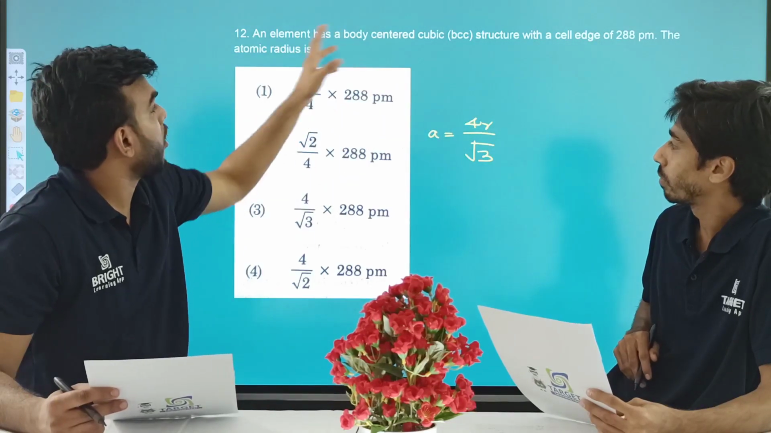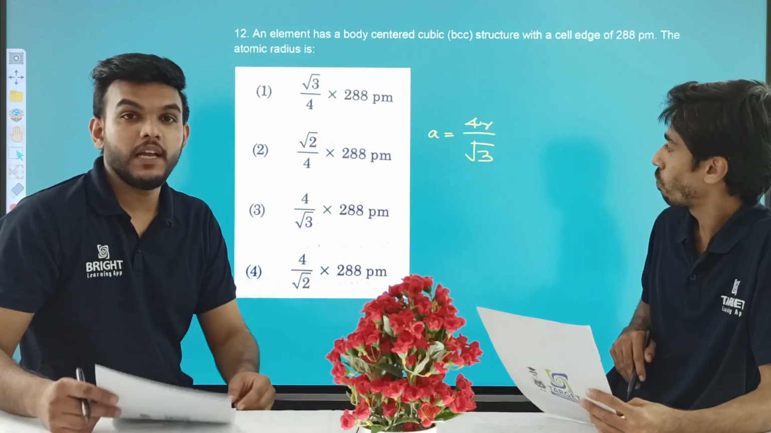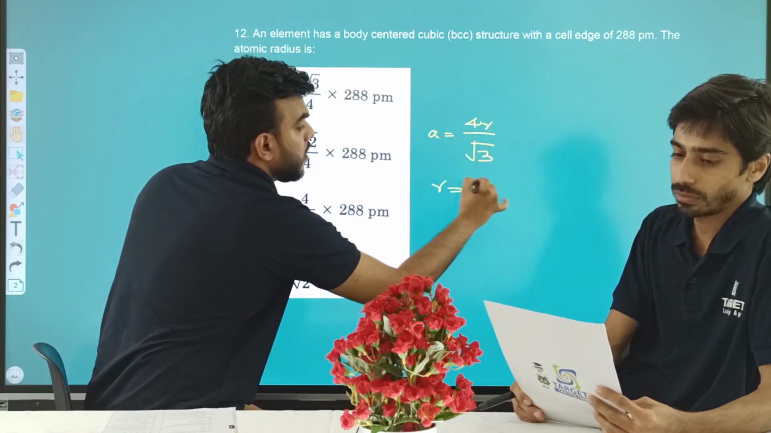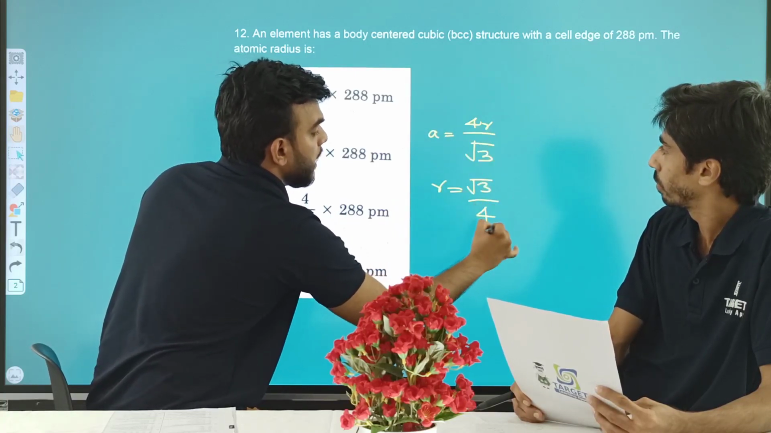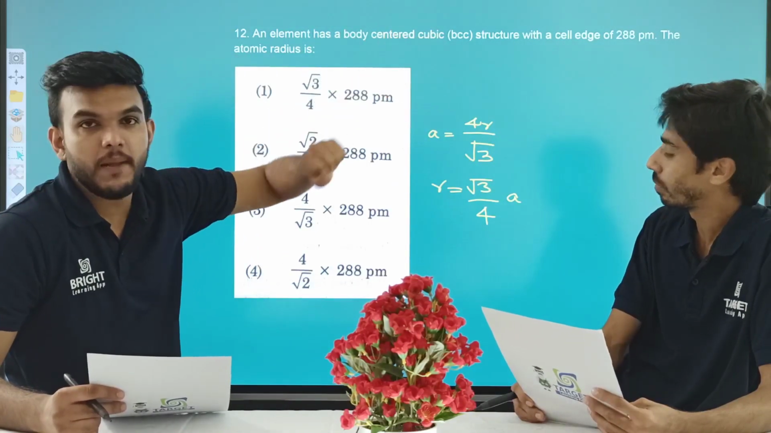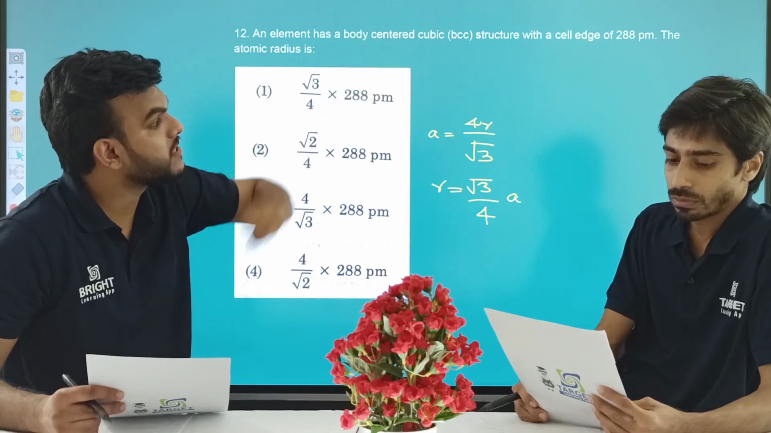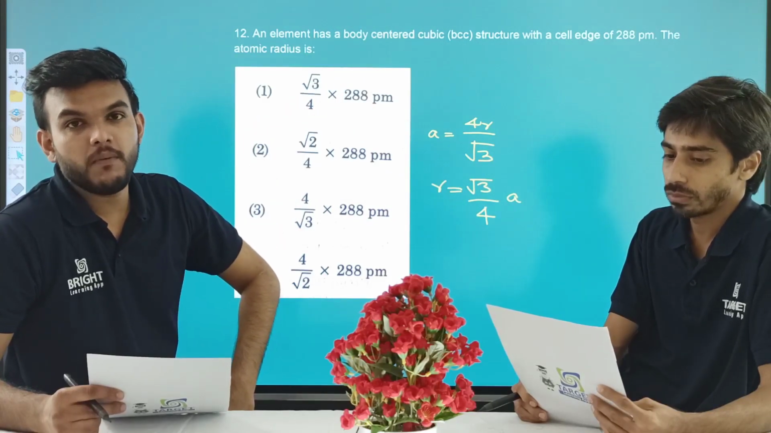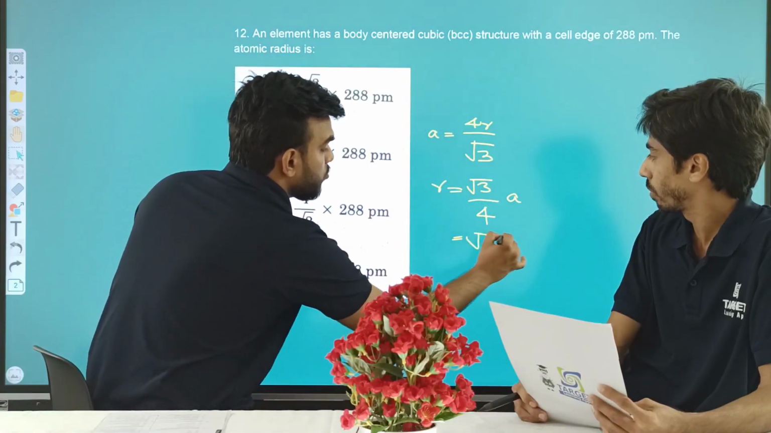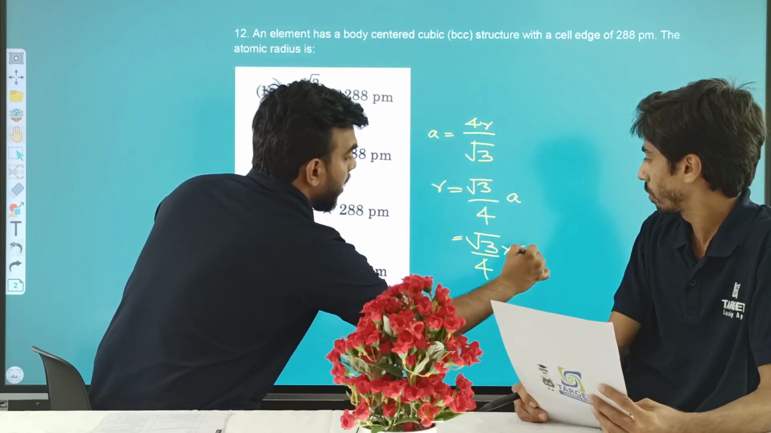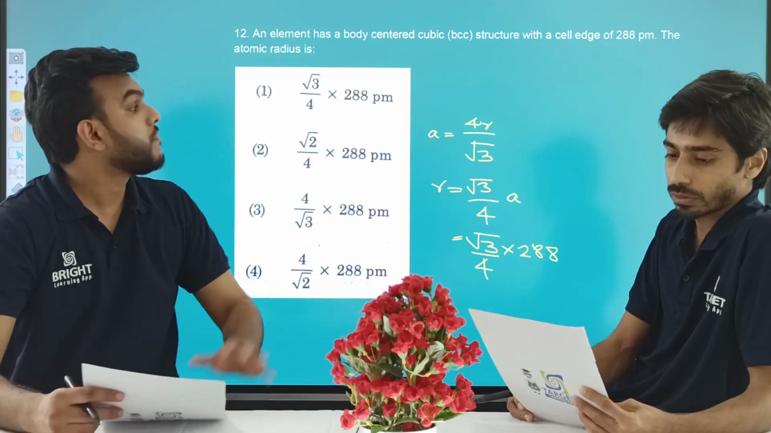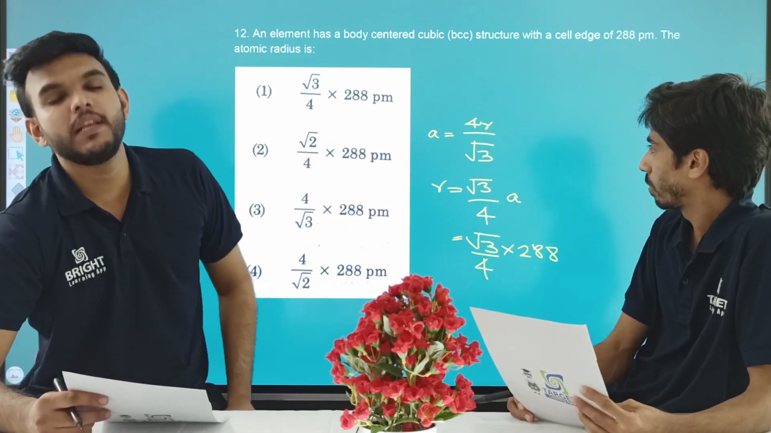Now you have to find the atomic radius r. How can you find r? r is equal to root 3 by 4 a will be the answer. Here it is given in the question that a, the cell edge, is equal to 288 picometer. So you can directly substitute that a here, and you will get root 3 by 4 multiplied by 288. You will get the answer.